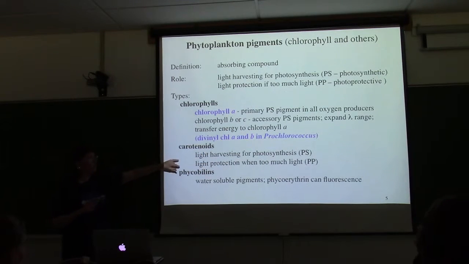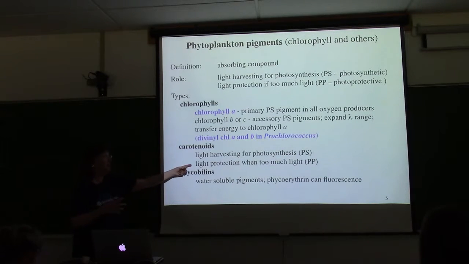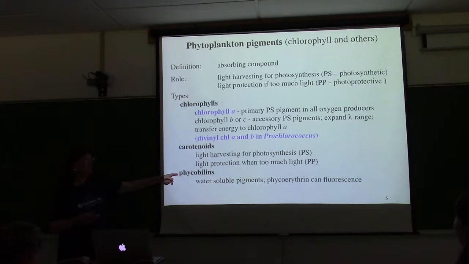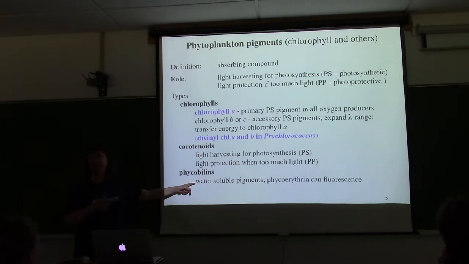The carotenoids, which can be divided into two types: the light harvesting, which are accessory pigments to chlorophyll, and the light protecting, or the photoprotective carotenoids. Many of them overlap with the same spectra, but both of them absorb light mostly in the blue-green and the green. And then the third type, found in cryptomonads and cyanobacteria, are the phycobilins. So if you do HPLC analysis, you're not going to get the phycobilins unless you're doing something that's specifically water-soluble, because they're water-soluble pigments. They're not extracted in a polar solvent. So those are the types of pigments.